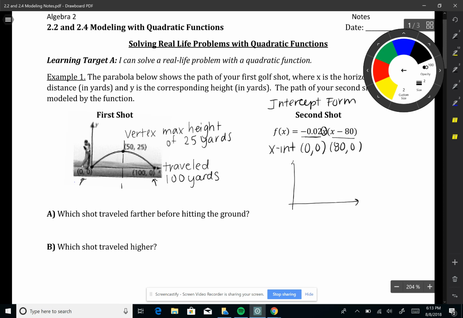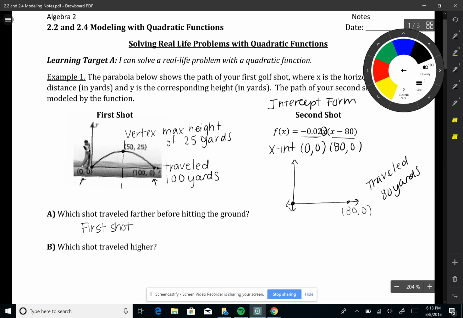I'm just going to draw a rough sketch of this to help me compare it to the first shot. Here's (0, 0), and we'll say that is (80, 0). So right away, we know how far the ball traveled. It traveled 80 yards, which is not as far as the first shot traveled. So we already know the answer to part A. Which shot traveled farther? It is the first shot.